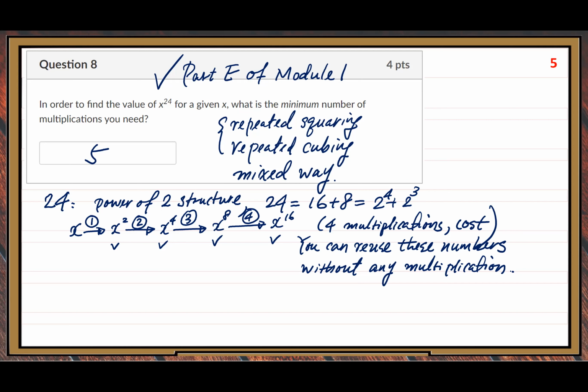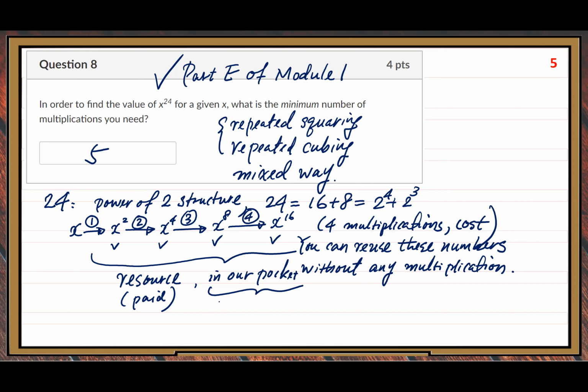So we treat these things as resources. What's the meaning of a resource? We treat things that could be useful as resources. They are already paid for, and they're in our pocket. That's our property. We are the owners.